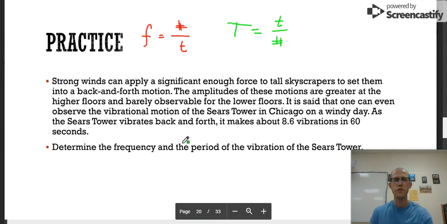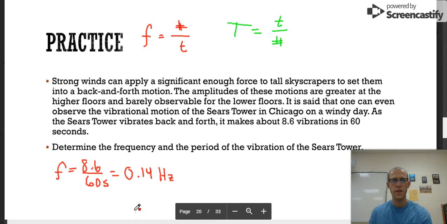All right, let's look at frequency first. Frequency is the number of waves per 1 second or time. So here we have vibrations in 60 seconds. So in order to get how many per 1 second, we're going to take the vibrations divided by 60. That will give us 8.6 divided by 60 seconds, which is 0.14 hertz approximately.